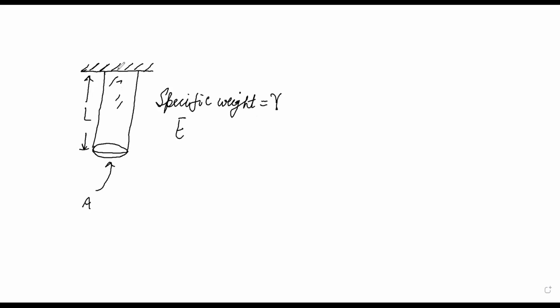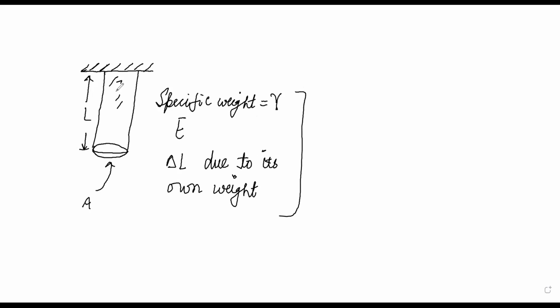This rod is suspended from a ceiling. You have to tell me how much is the change in length due to its own weight. You have to solve this question. You have to consider that this rod has some weight, and its specific weight is gamma, that is weight per unit volume. How much will be the elongation because of its own weight?